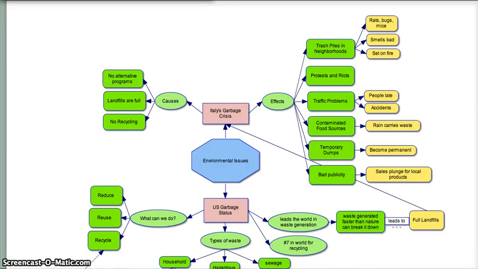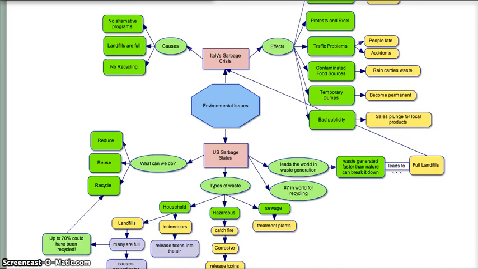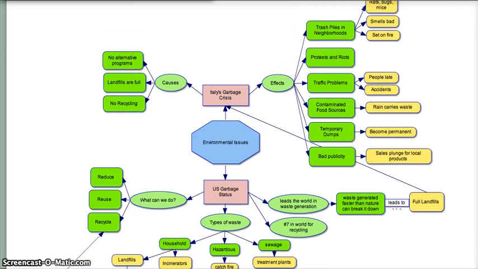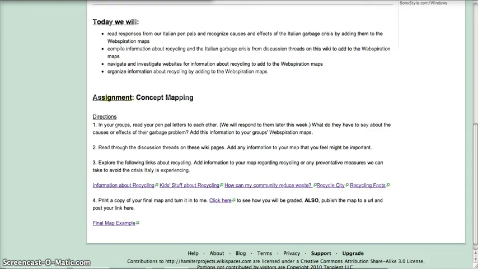Here's an example of a final map, maybe when they're done. The Italian garbage crisis here that we did on the very first day. And then the days 4 and 5, we will have added things about the U.S. garbage status. And if you'll notice here, we have a link, full landfills. Well, that was one of Italy's first problems in the first place. So hopefully when they're done with this, they will see that it's not just Italy's problem, it is a global issue.